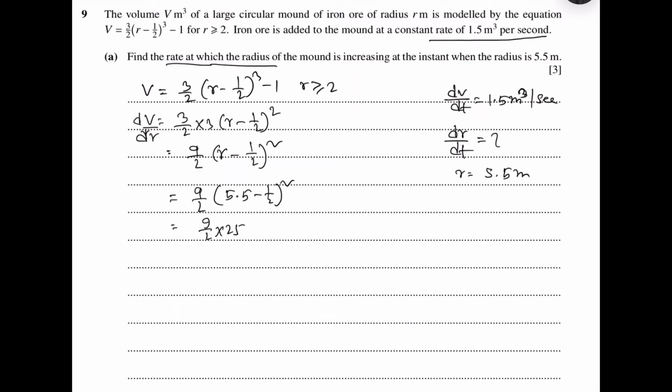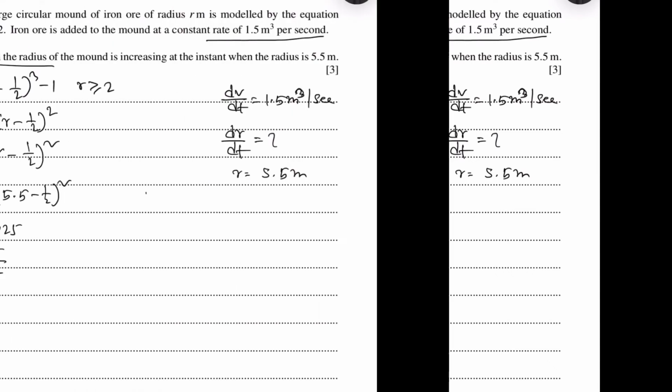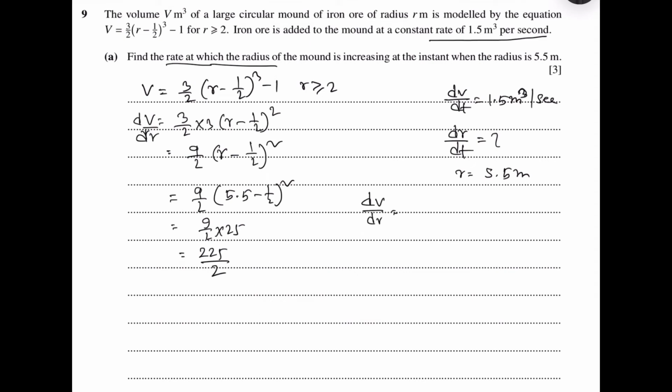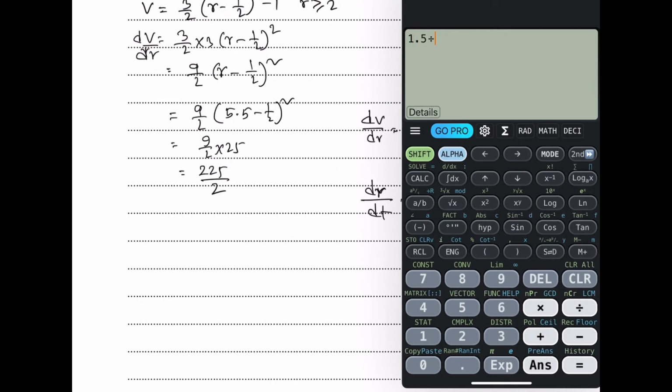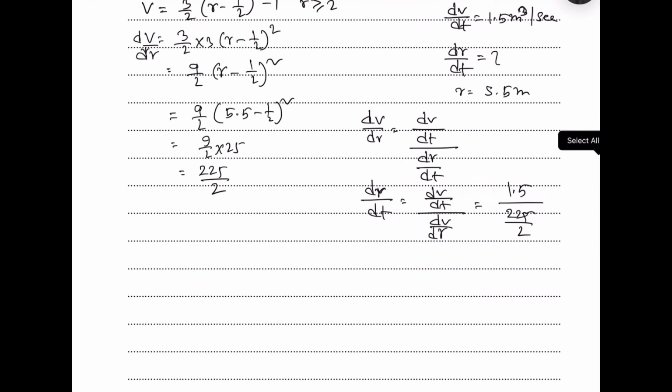So dv by dr is 225 by 2. dr by dt equals dv by dt divided by dv by dr. So let me substitute: dv by dt is 1.5 and dv by dr is 225 by 2. Now 1.5 divided by 225 by 2.